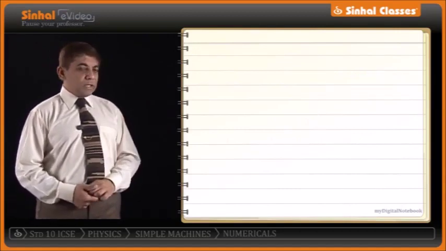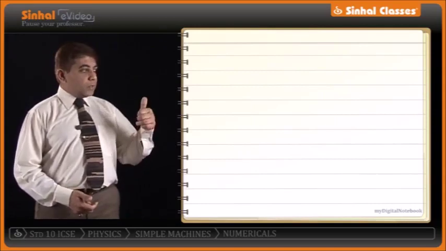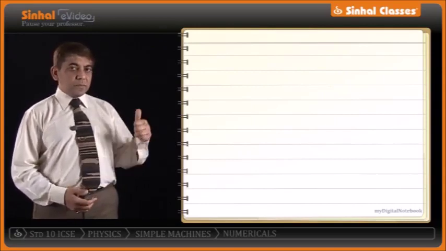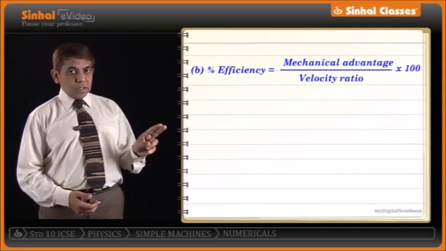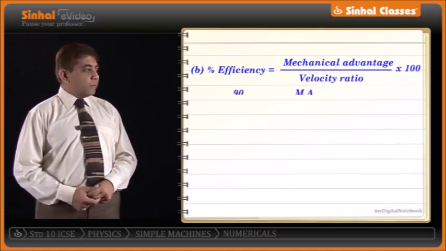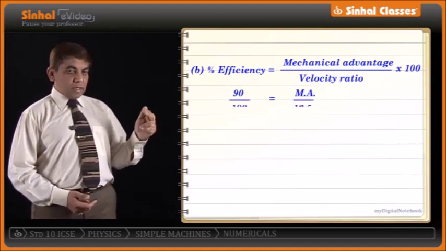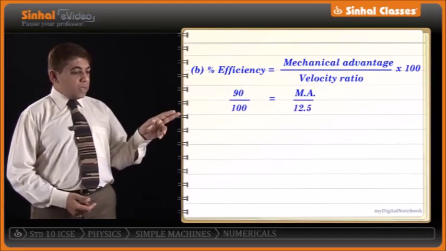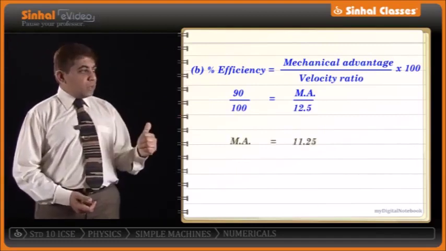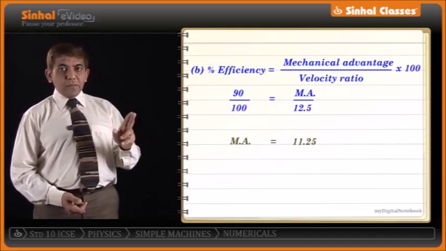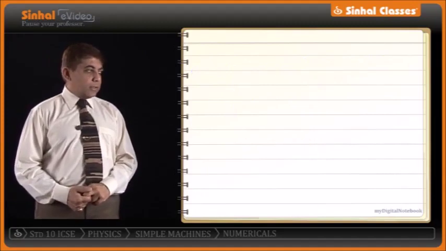Coming to percentage efficiency. You are given the percentage efficiency is 90%. We are asked to find out the mechanical advantage. So we use the relation percentage efficiency is equal to mechanical advantage upon the velocity ratio multiplied by 100. If I substitute the values, I get 90 upon 100 is equal to mechanical advantage divided by 12.5, giving me mechanical advantage equal to 11.25. Again, being a pure ratio, it is a unitless quantity.